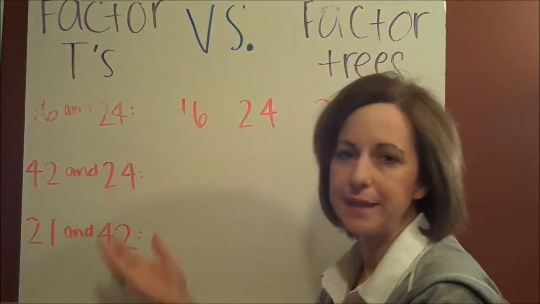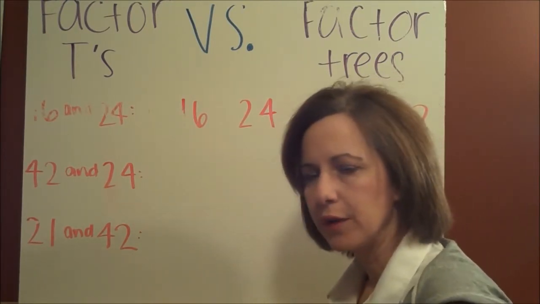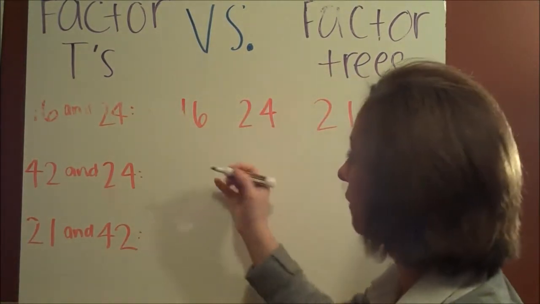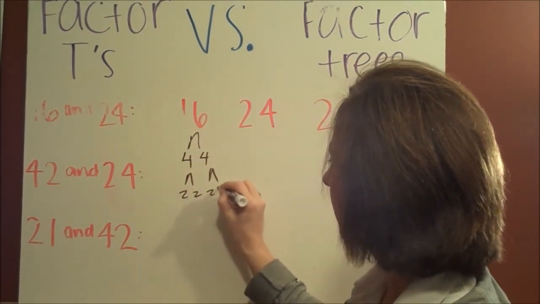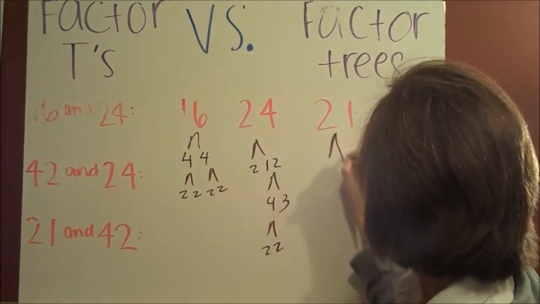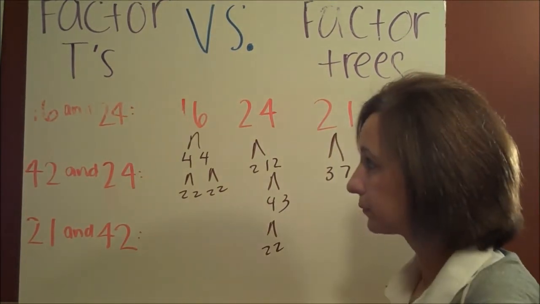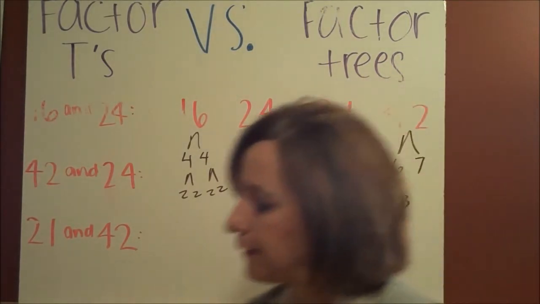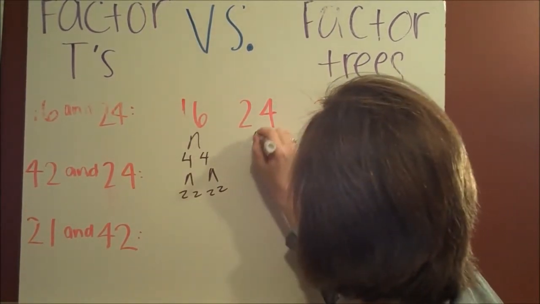What if factor T's are not your preference? What if trying to remember all of the factors for all of the numbers is too difficult? Well, then perhaps you'll use something called factor trees, which you know about. If you remember, factor trees are what you do to get the prime factorization of numbers. So, we're going to use these prime factorizations, and we are going to use a Venn diagram to help us figure out the greatest common factor.